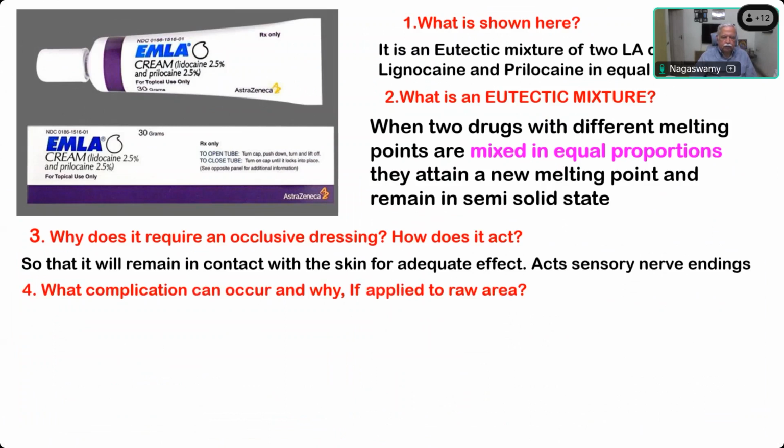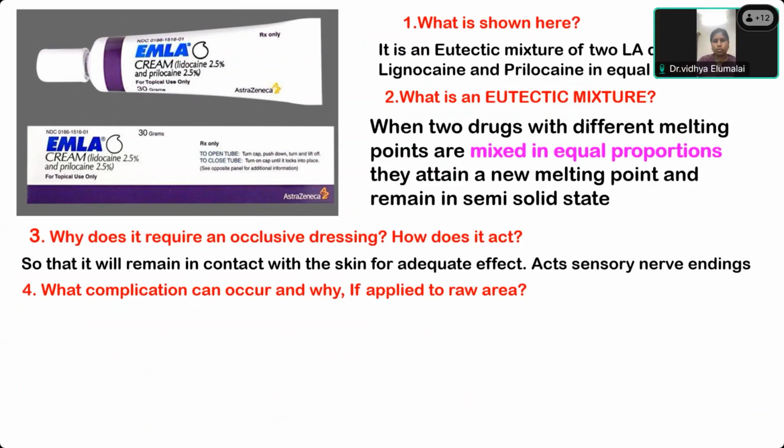It should be applied only to intact skin. You should not apply it on the raw areas. Skin irritation. Local anesthetic will cause irritation. It is going to cause numbness and anesthesia there. Loss of sensation. How can it cause irritation? What can prilocaine produce if it gets absorbed into the body?